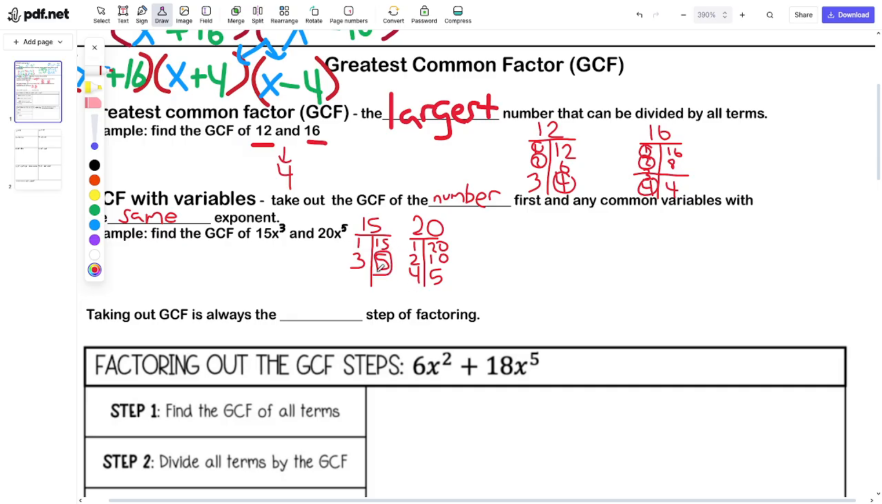If you ever want to just start from the largest number and go down on one of them, you can also do that. So 5. I'm going to write our answer over here in blue. So we know 5 is the number GCF. Now you need to find out what the letter GCF is, or the variable GCF.